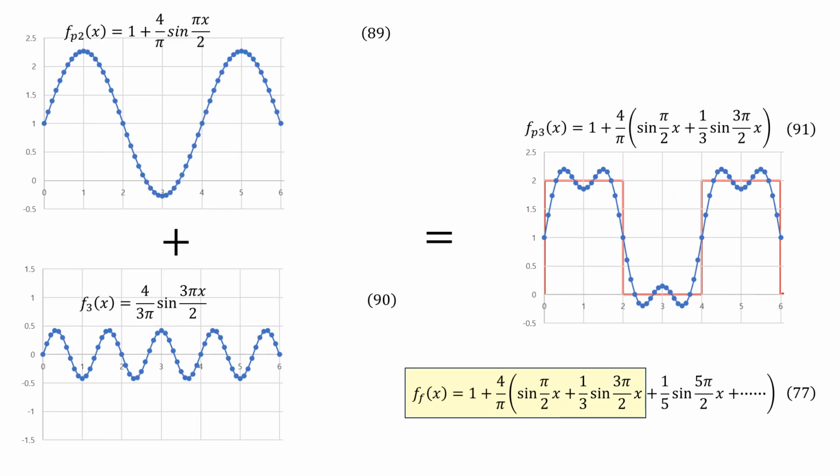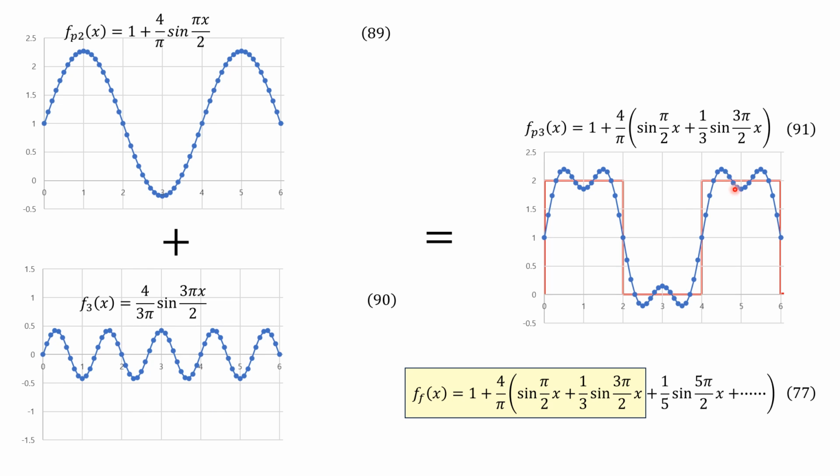The third term of the Fourier series is f3(x) and can be expressed as equation 90. By adding equation 90 to equation 89 obtained previously, the sum fp3 up to the third term of Fourier series equation 77 can be obtained as equation 91. If equation 91 is graphed, it becomes the blue line in the figure on the right.